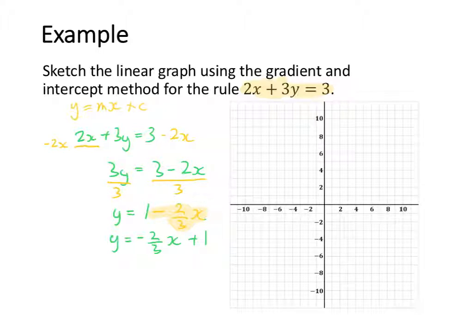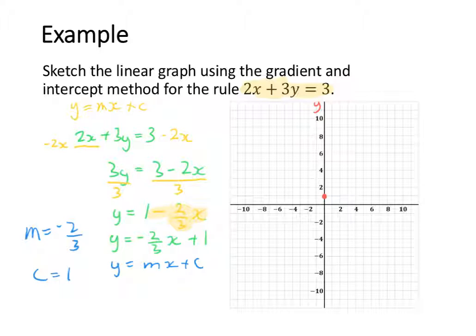Now that I've got it into the format of y equals mx plus c, I can go ahead and identify my gradient and my y-intercept. So my gradient is going to be negative 2/3 and my y-intercept is 1. Now that I have my gradient and my y-intercept, I can go ahead and sketch that onto the Cartesian plane. I'll start off by marking my y-intercept of 1 onto the Cartesian plane, and then go ahead and apply my gradient.